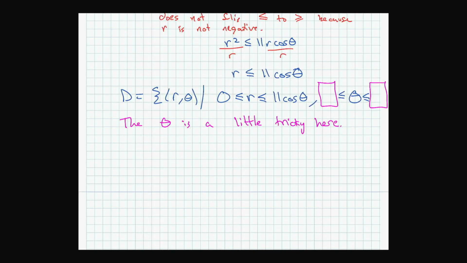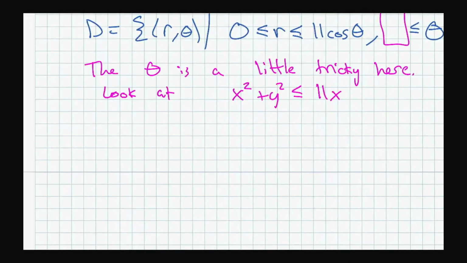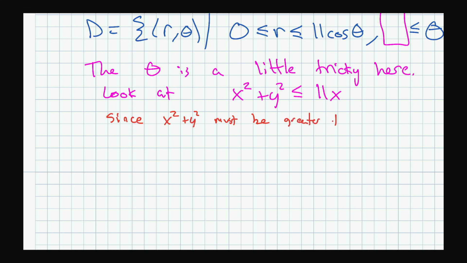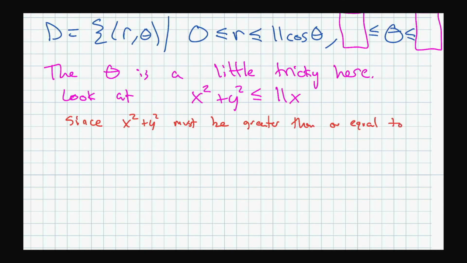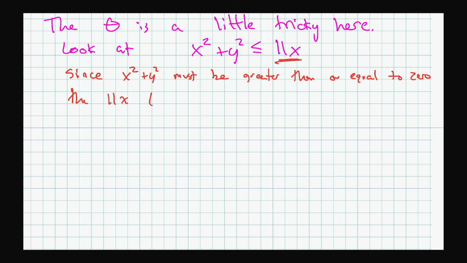You could look at the original one, but I'm going to look at the one that I circled here. So look at x squared plus y squared, which was less than or equal to 11x. Now, think about this for a second. The left-hand side there is x squared plus y squared. Isn't that guaranteed to be positive? Since x squared plus y squared is guaranteed to be greater than or equal to 0, the 11x, which is bigger according to the inequality we have, must also be greater than or equal to 0, right?